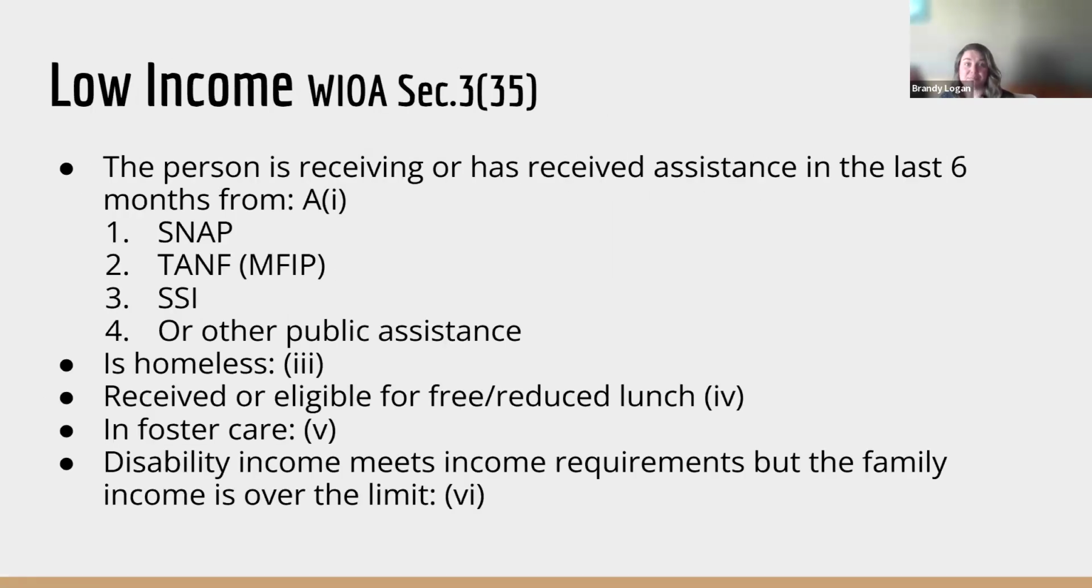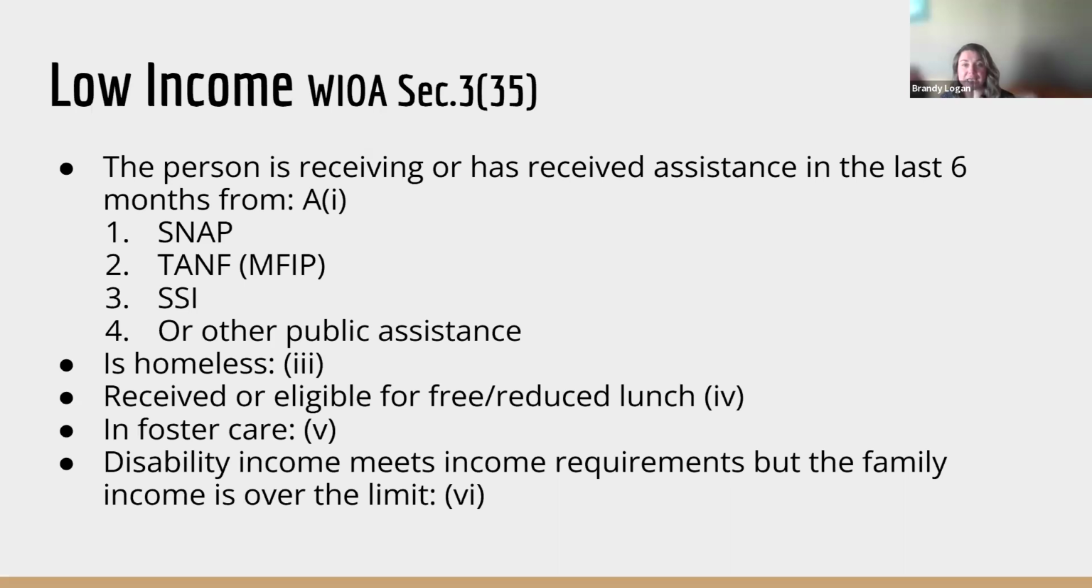Low income: this is a person receiving or who has received assistance in the last 6 months. We're looking at SNAP or TANF, SSI, or other public assistance. Maybe they are homeless, or received eligible free or reduced lunch. I know that in the state we offer free lunch to all students, but they are still using information to collect on families that might fall within that. Foster care, of course, and disability income requirements.